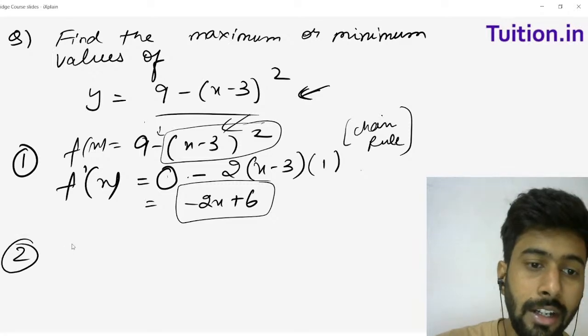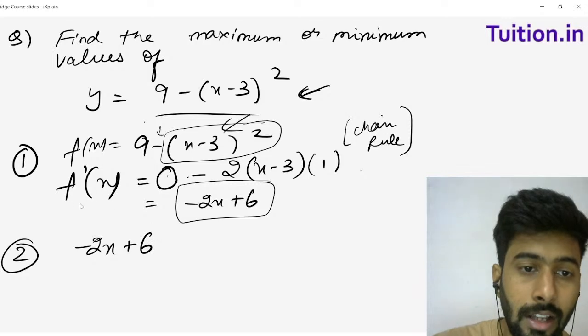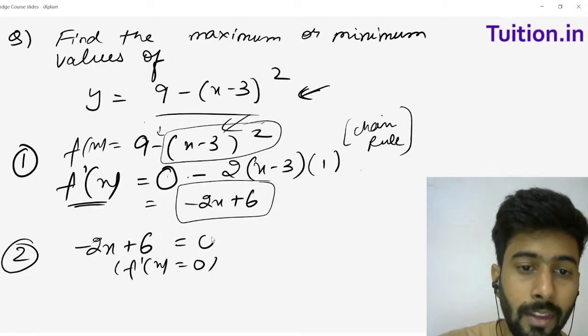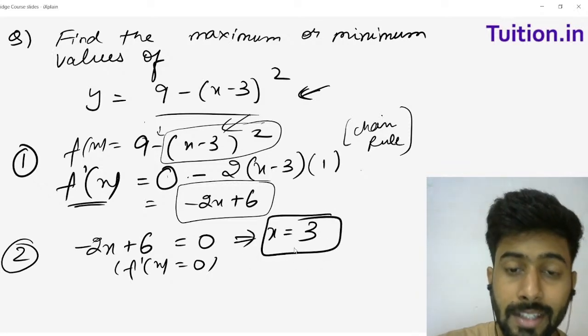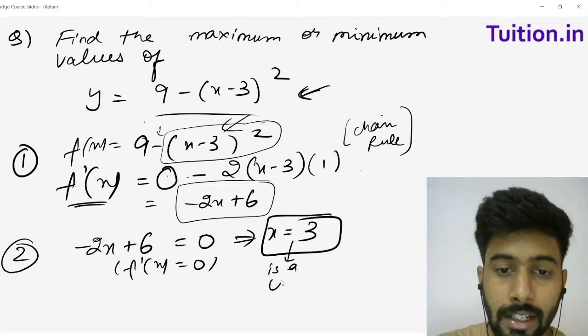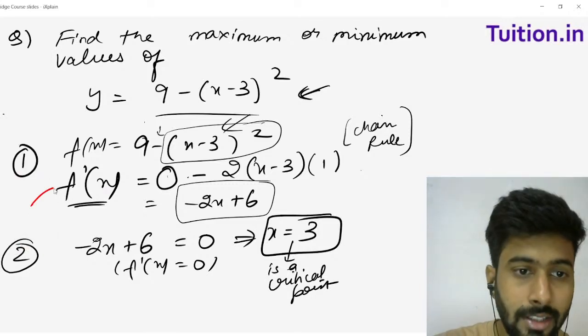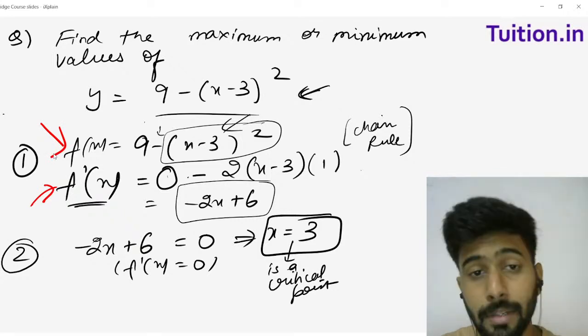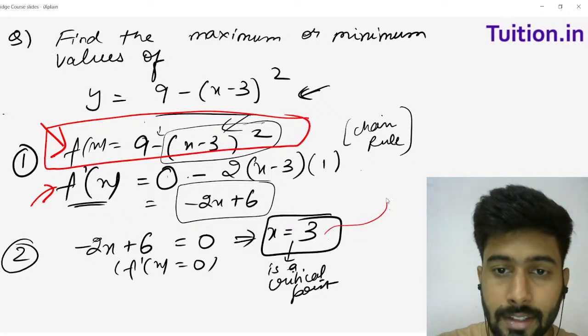Next step is to find the critical points. How will you find the critical points? You will equate this f dash x to 0, and from this you will get x as 3, which means x equal to 3 is a critical point. And it is a critical point for which function? Is it a critical point for f dash x, or is it a critical point for f of x? I had asked this in the previous class also. It is a critical point for f of x, guys.